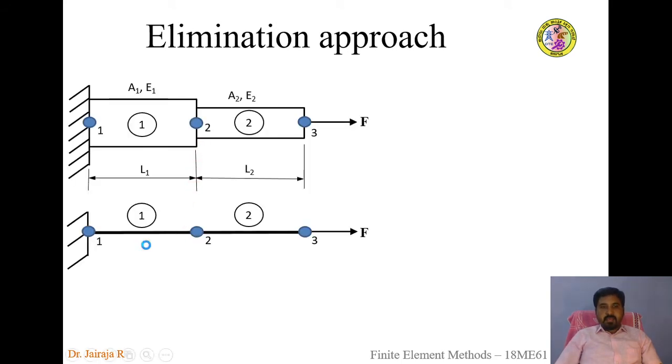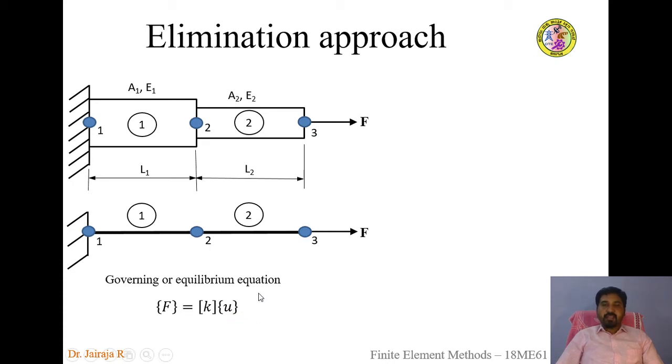Here there is a stepped bar with two elements and three nodes: node 1, node 2, node 3. Force is applied at node 3, and node 1 is fully fixed. So we know the governing or equilibrium equation is F = K U, where F is the global force vector, K is the global stiffness matrix, and U is the global displacement vector.